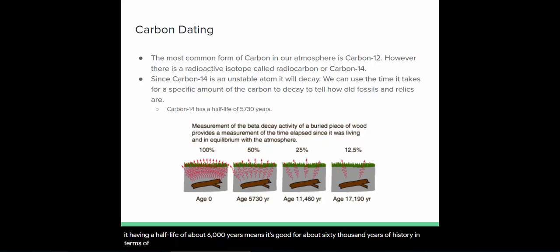Now, in terms of organic stuff, that's pretty good. If you're looking at whatever written record you're looking at, most of them don't seem to date back more than about 4,000 or 5,000 years. I'm not going to get into that much history, but that's essentially how carbon dating works. Does that make sense?